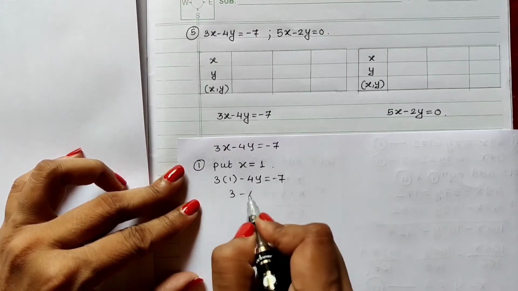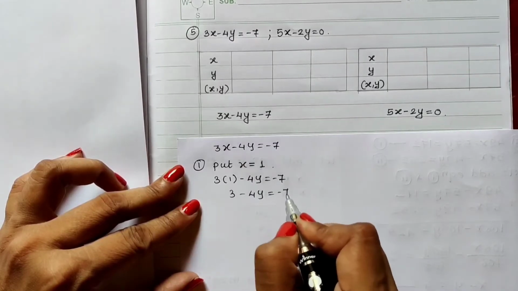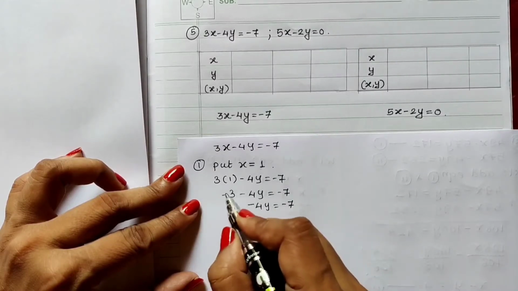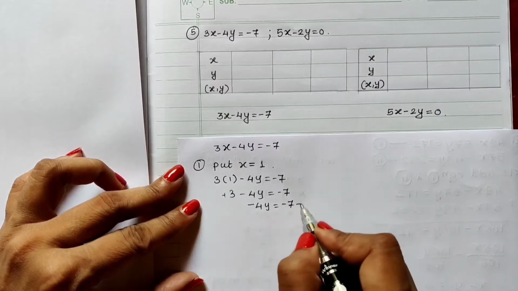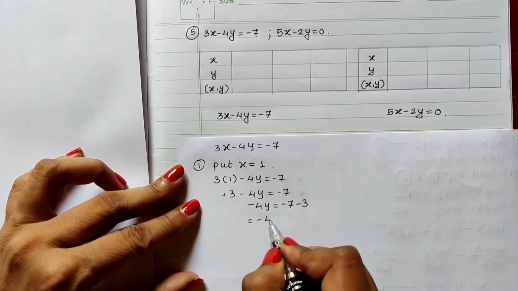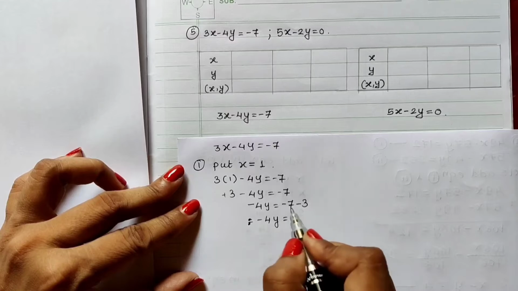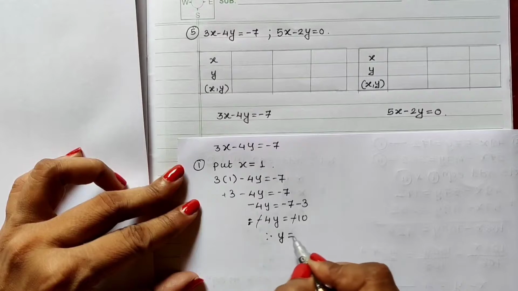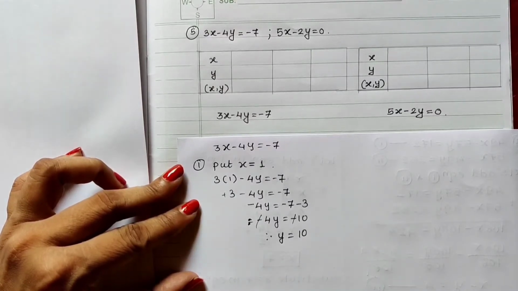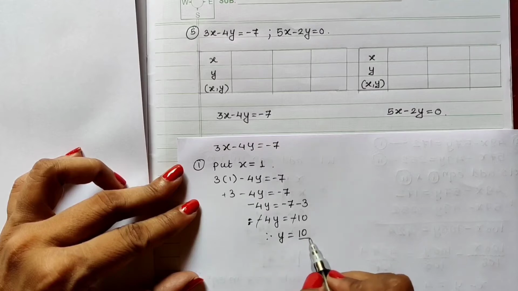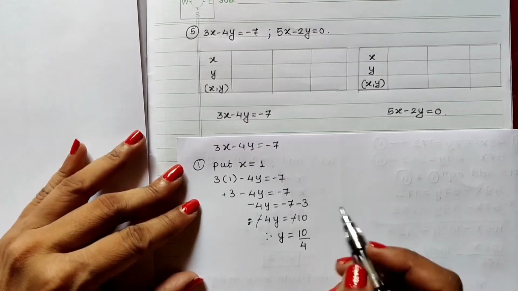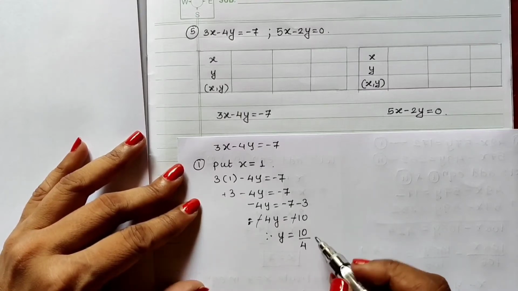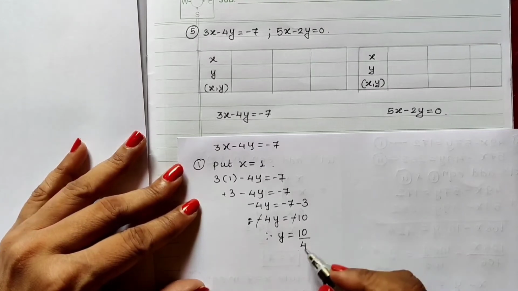3 ones are 3 minus 4y is equal to -7. Now minus 4y as it is, I am writing -7 as it is, and this plus 3 I am transferring from left to right, it becomes -3. So here we get minus 4y is equal to -7 minus 3 will be -10, minus sign cancelled, y is equal to 10. This 4 we have to transfer from left to right, it will become divide by 4. Now here we get the answer in fraction because 10 is not there in the table of 4, so we will have to get in fraction.